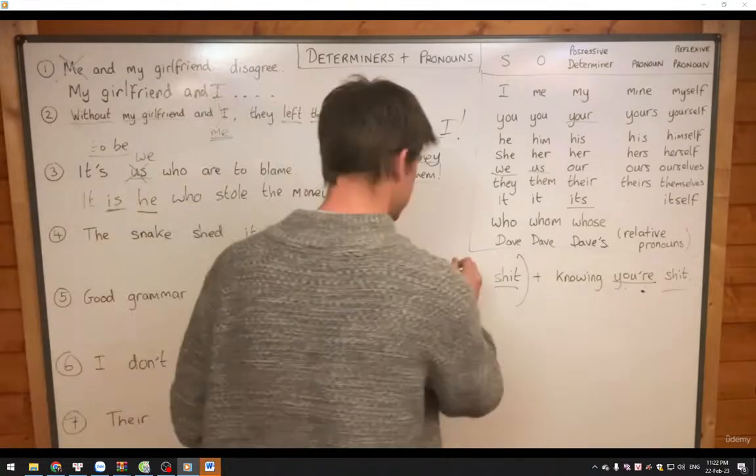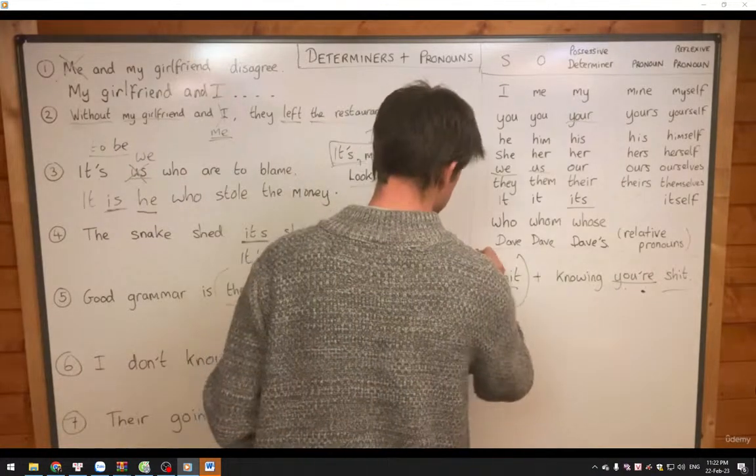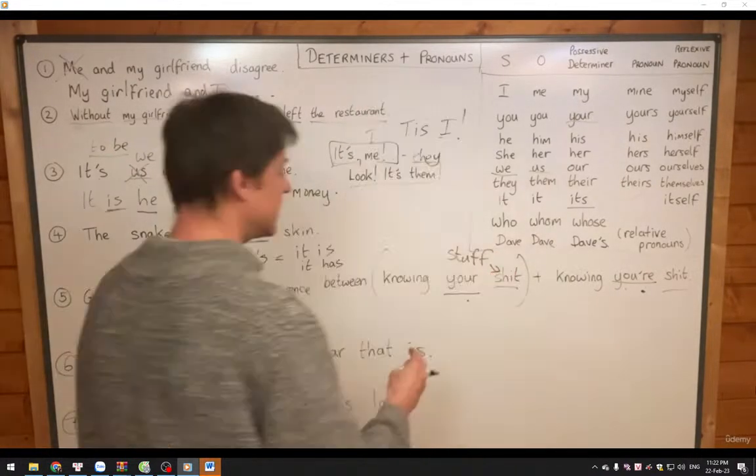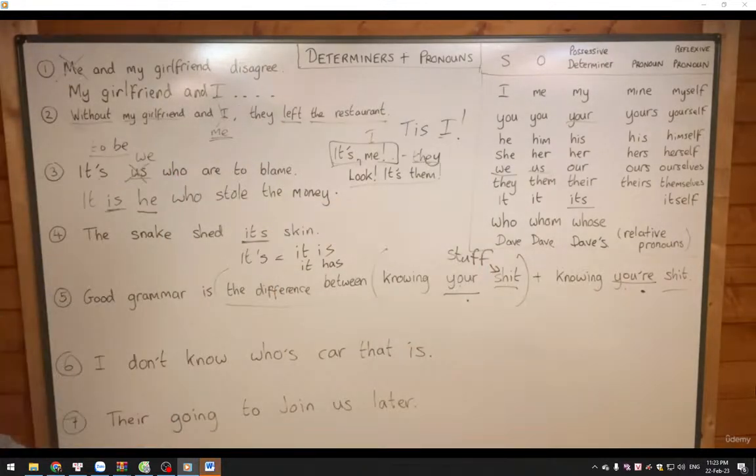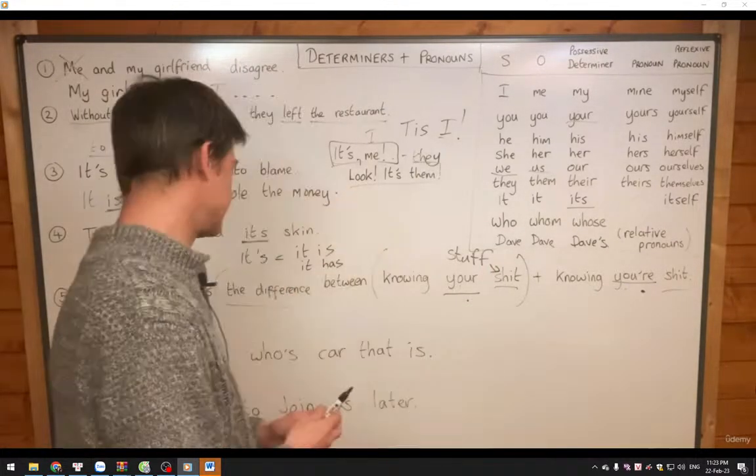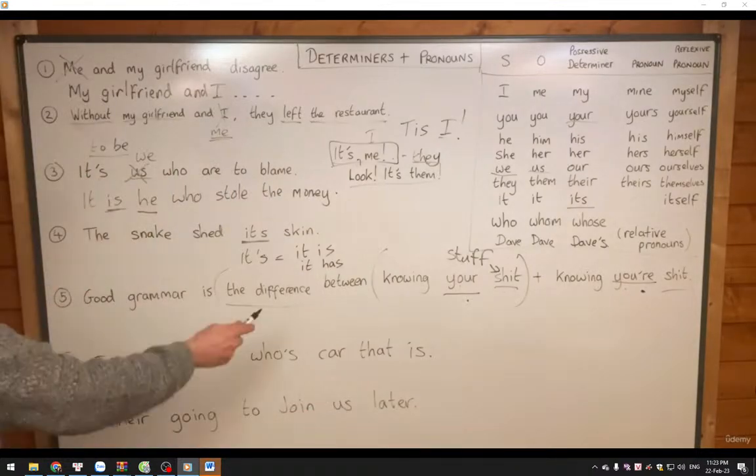And bear in mind that you can say it like that if you don't want to use the rude version, the swear word version. You can say knowing your stuff. He knows his stuff, and it means he knows a lot about that topic. Okay? So it's another mistake to avoid.